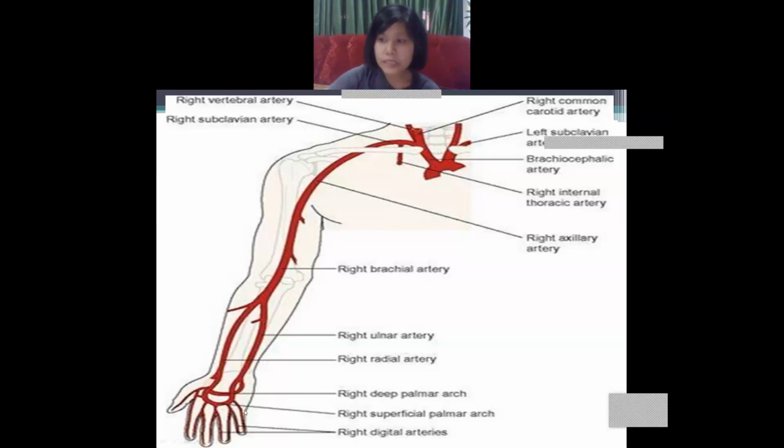We will discuss the meaning of superficial and deep in the next topic, on veins. And the last is the digital arteries. Digital arteries you will find here, all of these, at the tips of your fingers. So this is about the artery.